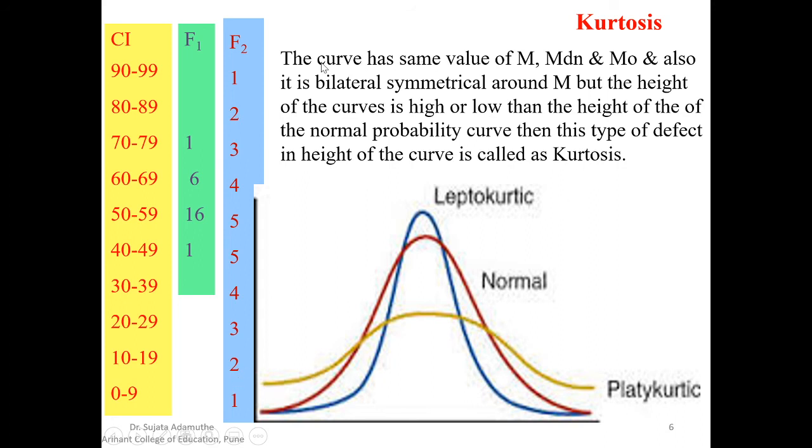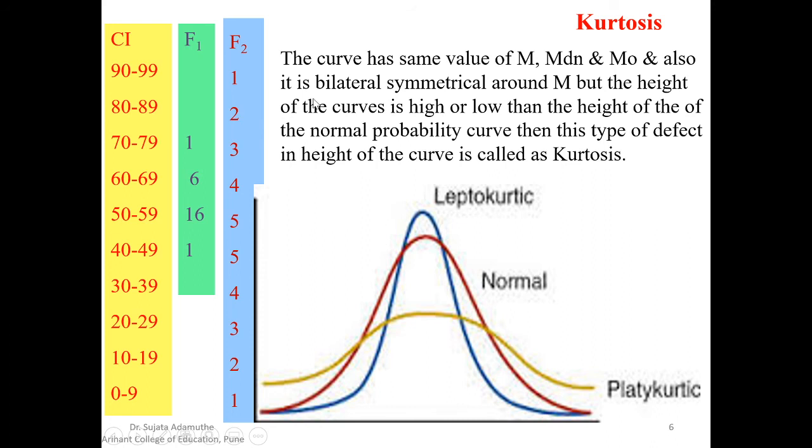Then we will read this. The curve has the same value of M, Mdn and Mo. That means in such a frequency distribution, we will observe that the values of M, Mdn and Mo are the same for this curve and for this curve also. And if we divide this curve into two parts, and this curve also into two parts, we will observe that there is symmetry. That means if we fold these curves on the two parts, they will coincide.